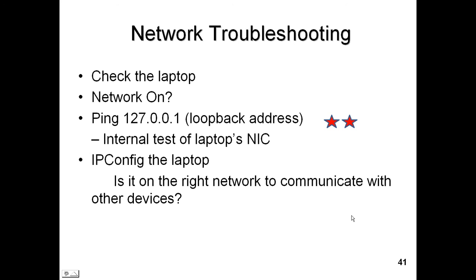The third thing when we're thinking about network troubleshooting, and I just showed you by how you set your IP address, is: is our computer on the right network to communicate with the other devices? Remember, if the network is 192.168.2 and your computer is 192.168.1, it doesn't matter what you do. Your computer is never going to talk to those devices on that network. So be aware of that.